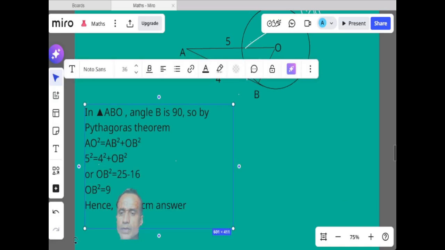So by inputting the values of AB and AO, we get 5 square is equal to 4 square plus OB square. That means OB square is equal to 5 square minus 4 square, or 25 minus 16. OB square is equal to 9, hence OB must be 3 centimeters.